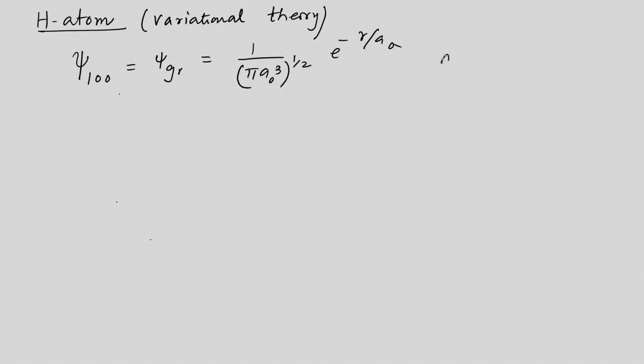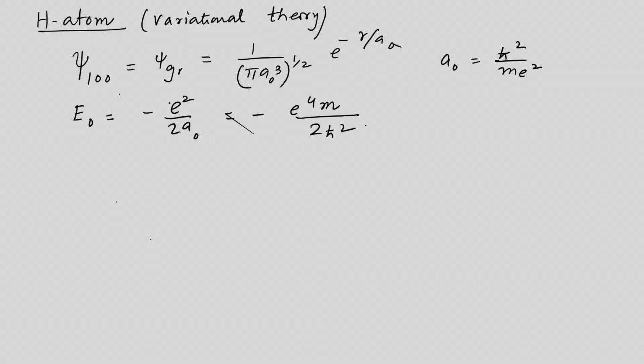Where a 0 is equal to h cross square by m e square, m is the electronic mass and e is the charge of the electron, and this gives that E 0 is equal to minus e square by 2 a 0, which of course has a value e to the 4 m divided by 2 h cross square. And this has a value which, as all of you know, is equal to minus 13.6 electron volt.